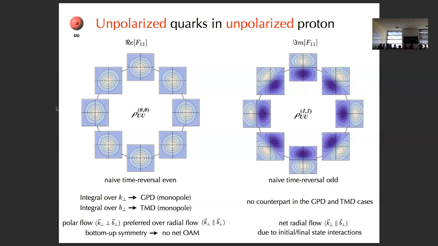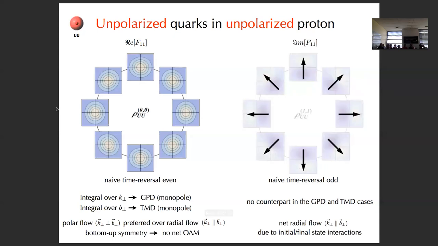Because you take the Fourier transform with respect to delta, which is the momentum transfer, then you have a complex phase which comes from the Pauli interaction, which may depend on k. And then you have some correlation between this k and b perp, which gives you this flow, but it's different from the picture that you have, because you have some additional correlation between b perp and k perp, and this correlation is given by the length in front.